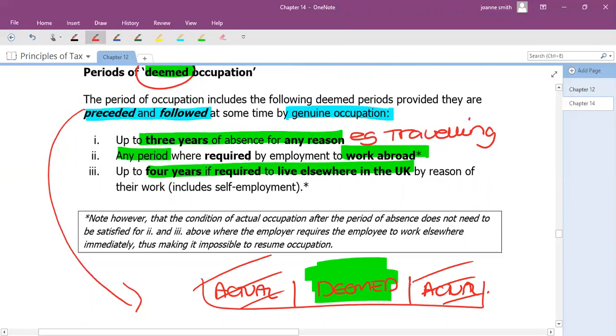So if I go and work abroad, but I never ever come back to the house, then I won't be able to claim that deemed occupation because it's not followed by some actual occupation. It doesn't have to be directly after, because I might travel, then I might go and work abroad, and then I might come back, and that's fine. But at some point before and some point after, there must be some actual occupation.